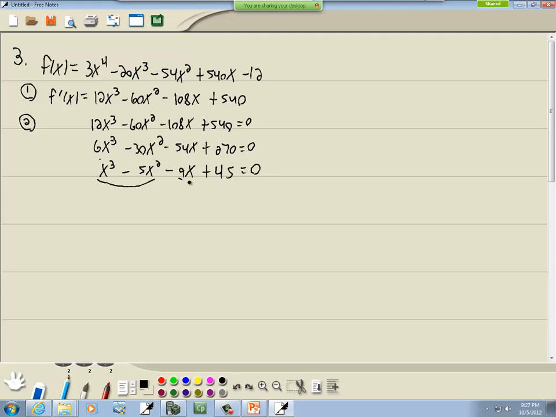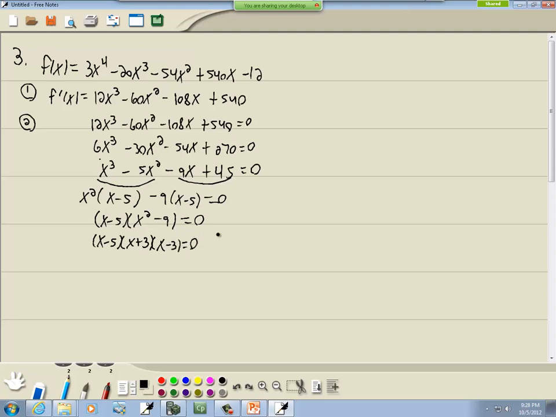Now after we've done that, we can use factor by grouping. 4 or more terms. I'll group the first two together. The GCF of the first two terms is x squared. So I'll factor that out. And that leaves us x minus 5. For the second group, the last two terms, they have a negative 9 in common. And that leaves us x minus 5. Now they both have an x minus 5, so I can factor that out, and that leaves us x squared minus 9. And now it's the difference of two squares. The x squared minus 9 becomes x plus 3 times x minus 3 equal to 0.